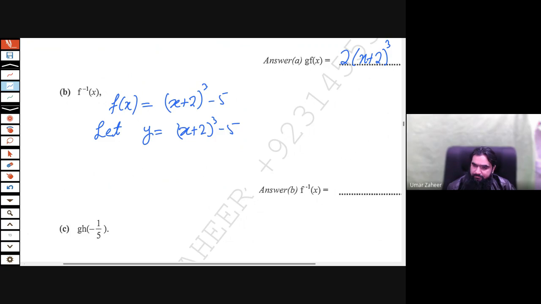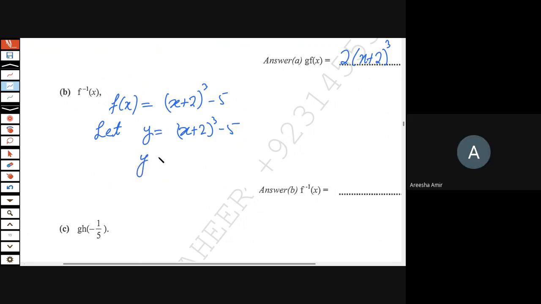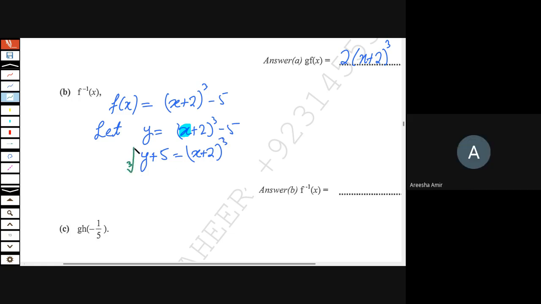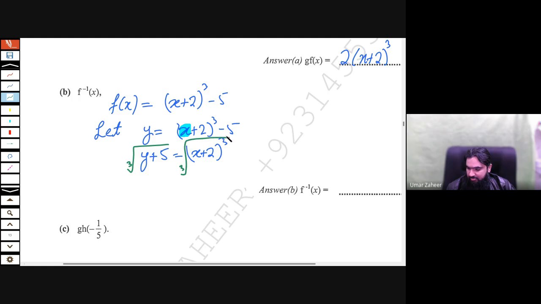Okay, next. Then we replace the values of x and y. So we have to make x the subject now. For that purpose, we need to take 5 to the left side. It will be plus 5. How can we remove the cube? By taking the cube root on both sides. So the cube and the cube root will cancel out. The cube root of (y + 5) is equal to x + 2.